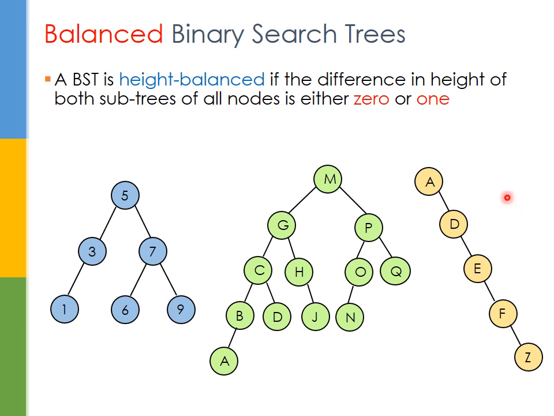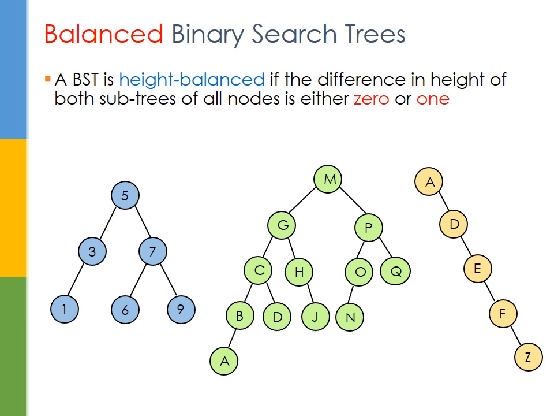Of course, as we saw in the previous slide, this right tree over here is not height balanced, and this is because the difference between the height of the root node, for example, is greater than 1, and this means that we then don't have a height balanced tree in this case.